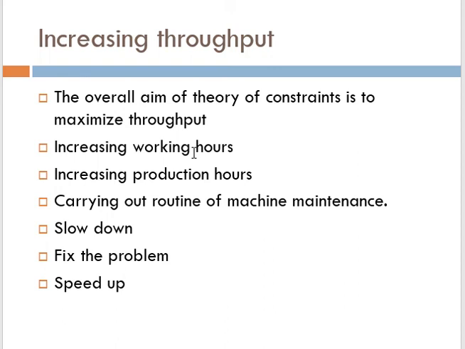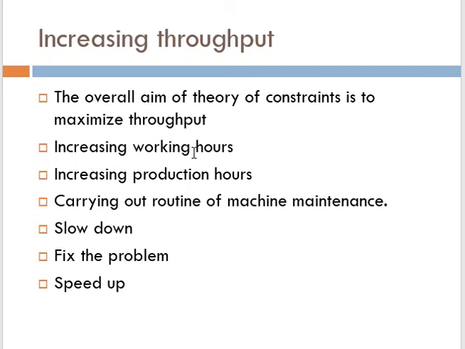So how can we increase this throughput? The overall aim of the theory of constraints is to maximize throughput. It can be done by increasing working hours, increasing production hours, and carrying out routine machine maintenance. As throughput accounting is basically for looking into production sector performance, routine checks on machine working performance and maintenance of the machine should be done, because it is the main object used for manufacturing a product.